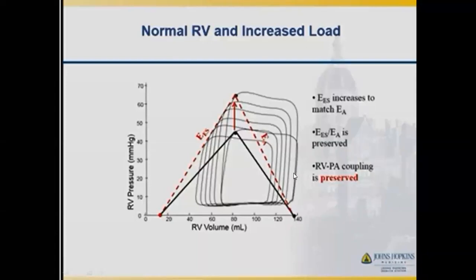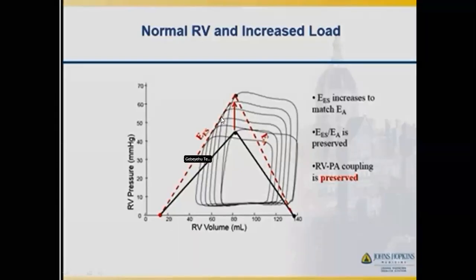So with changing afterload, as you can see, the RV contraction will also change. It tries to couple the change in the afterload with changing intrinsic contractility. This can be known by using the end-systolic point. If you map this end-systolic point and draw a line, you'll get a slope.